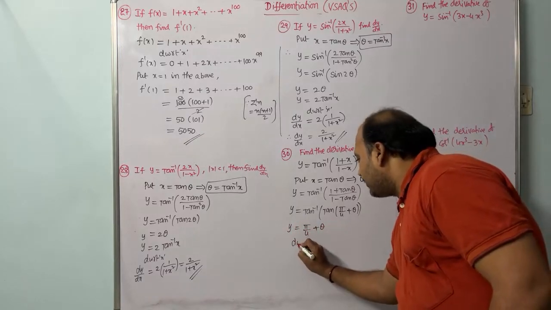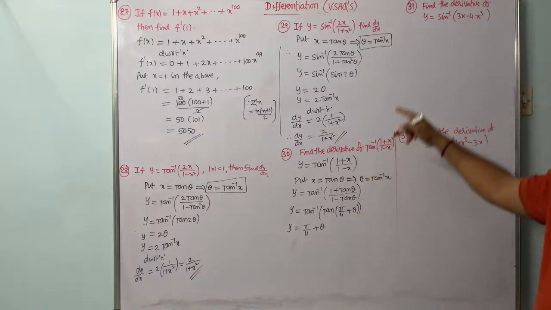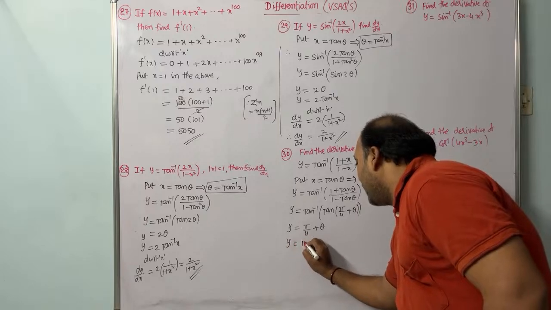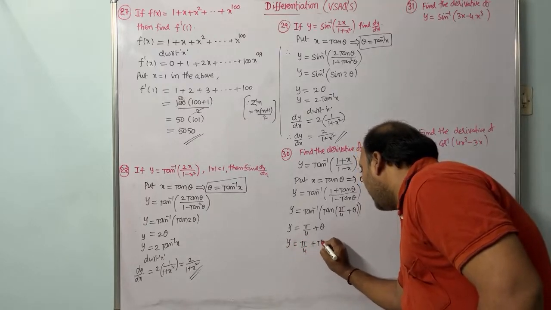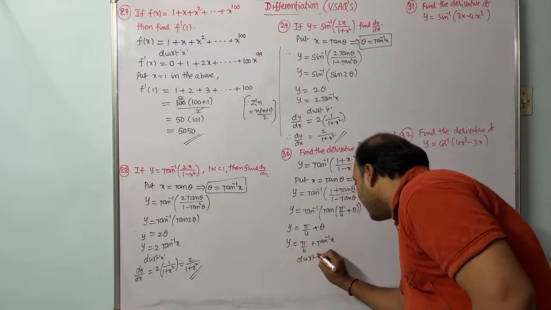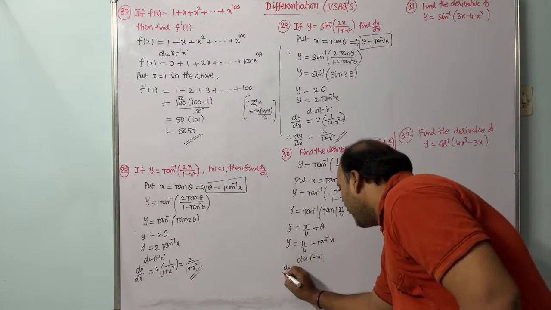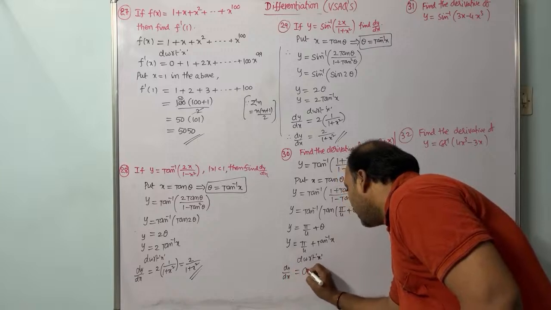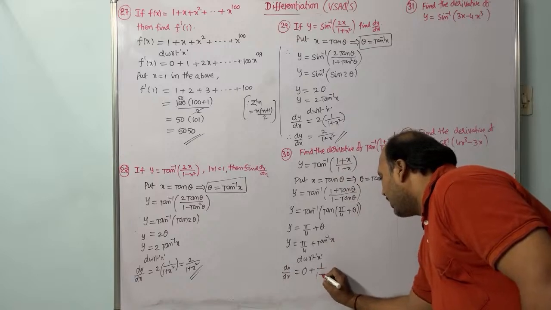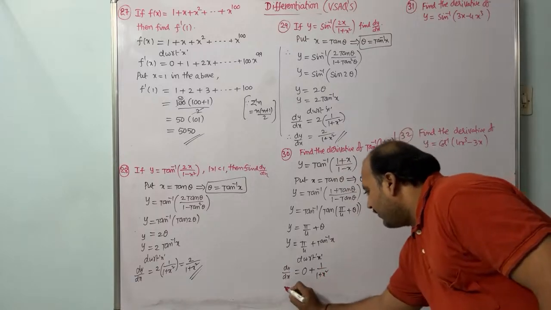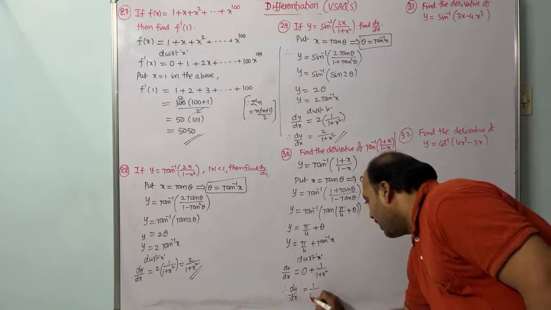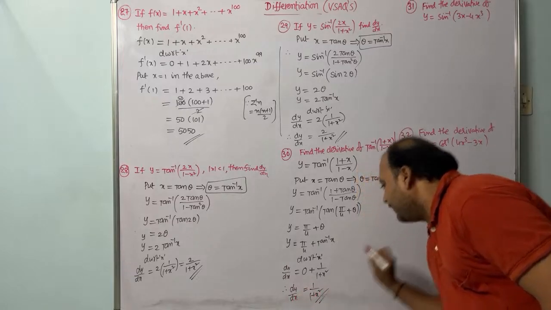So differentiate, in place of theta, what we have to replace? Here we assume now tan inverse x. So y equal to pi by 4 plus tan inverse x. Differentiate with respect to x. So dy by dx is equal to constant derivative 0, pi by 4 is constant, and tan inverse derivative is 1 by 1 plus x square. Therefore, dy by dx is equal to 1 by 1 plus x square.